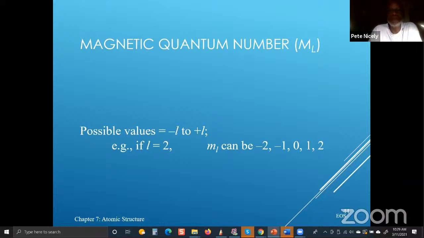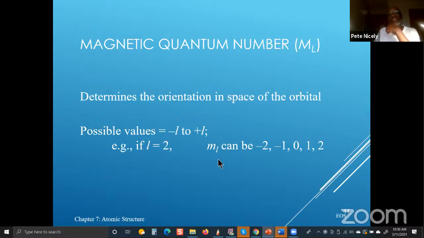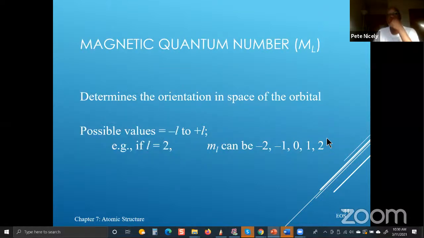Now, when it comes to the ML value, which is the third quantum number, that is called the magnetic quantum number. And it determines the orientation in space of the different orbitals, right? And the possible values of ML can range from minus L to plus L, all right? So just to give an example, if L is equal to 2, then the possible values of ML will go from minus 2 and all integers through 2, all right? So that's basically how we can determine the possible values of ML.